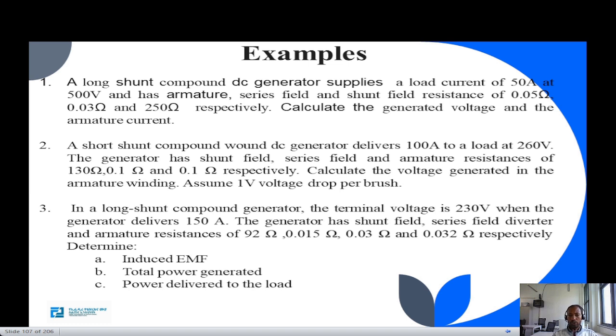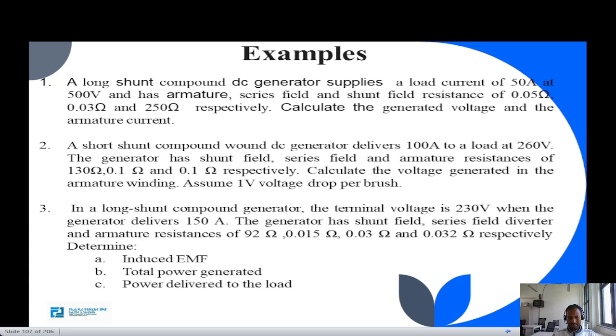And the short shunt compound DC generator delivers 100 ampere to the load at 260. The generator has shunt, series, and armature resistance, and calculate the voltage generated in the armature winding, assuming 1 volt drop per brush. It's almost the same as the first equation, so you try this by yourself.